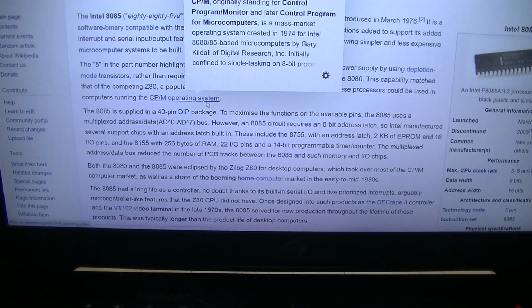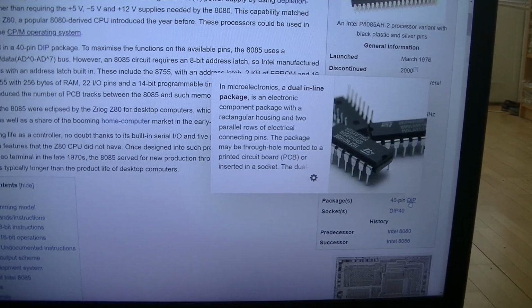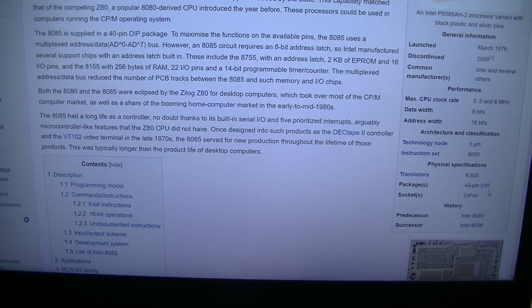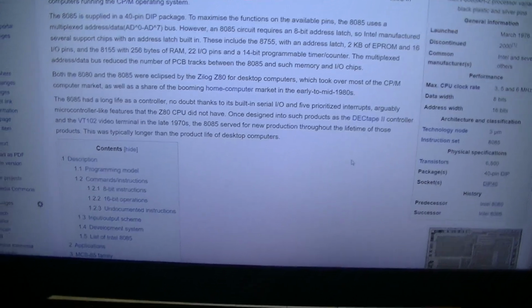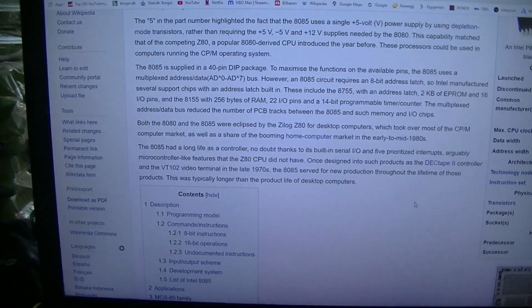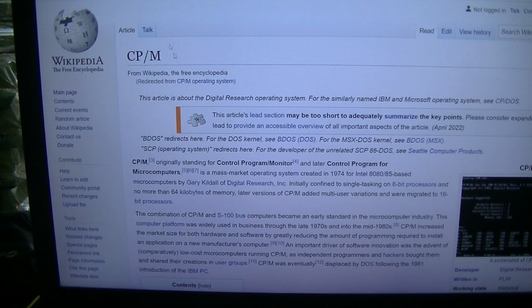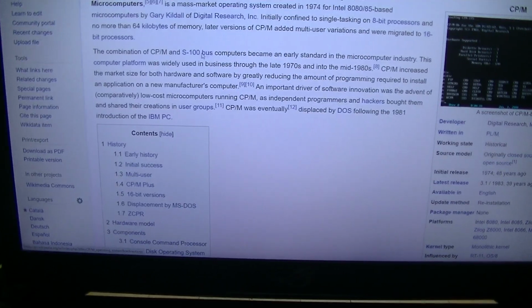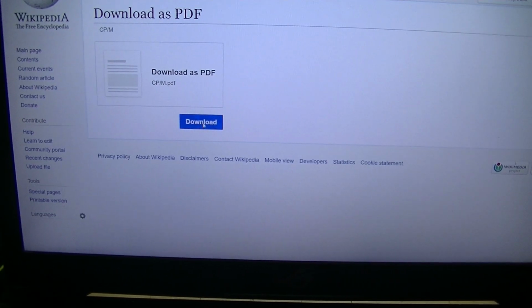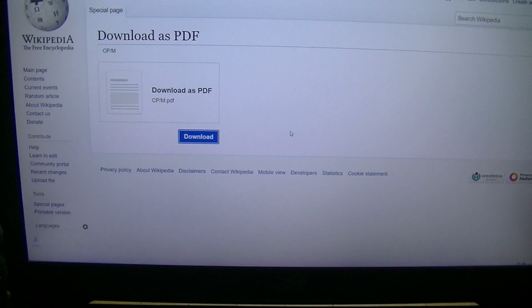We have to download that, and it mentions this DIP 40. What is DIP? But let's just record it. What is DIP? And DIP 40. You need to know something about that. So let's download. That's CP/M, an old operating system. I don't know much about it, but let's download the PDF, because it keeps mentioning this CP/M operating system.